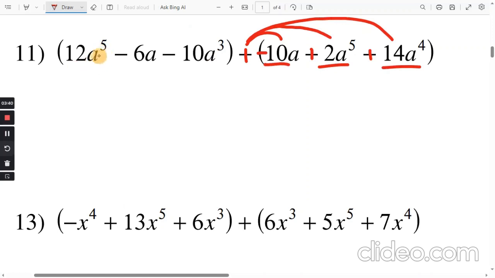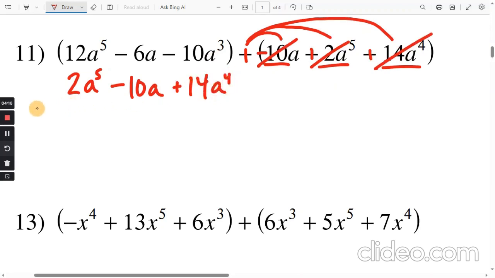Okay, right here I have a to the 5th, so I'm going to take this positive 2a to the 5th and write it underneath. All right, 2a to the 5th. Right here I have a with no exponent. I'm going to write it underneath negative 10a, right underneath the negative 6a. Okay, here's a to the 3rd, here's a to the 4th. It doesn't match, but I'm just going to write it underneath. Positive 14, a to the 4th.